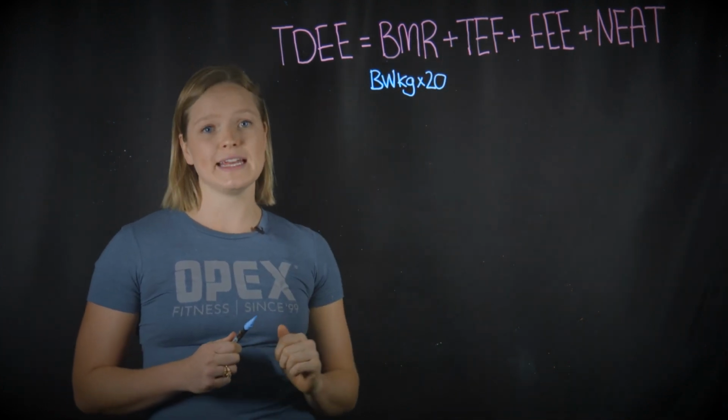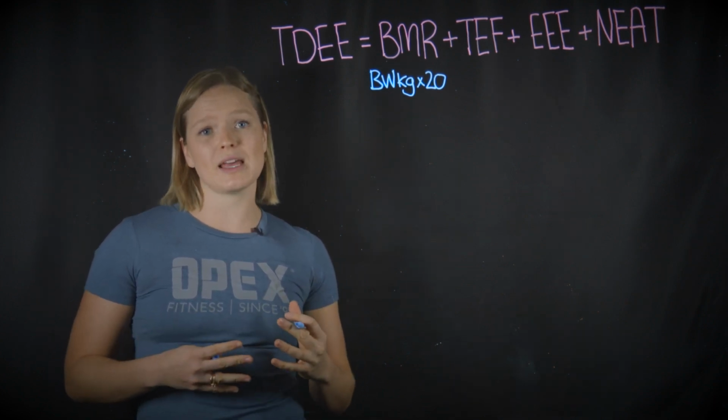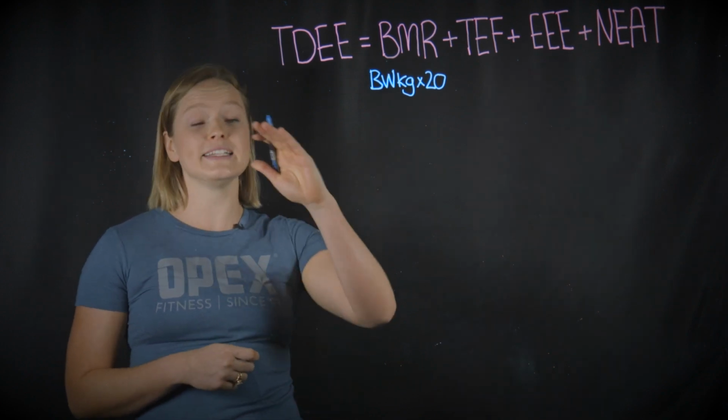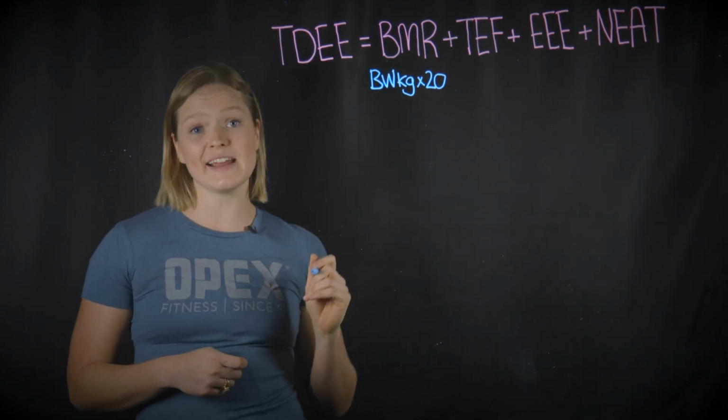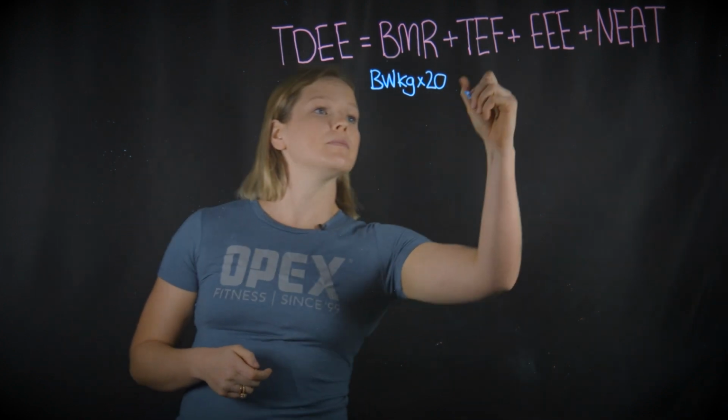Next to that, we have TEF, or the thermic effect of feeding, and that is how much energy it's going to take for them to actually break down and digest the food that they're eating, and that is important to calculate in TDEE. So for TEF, what we're going to do is just times their BMR by 0.1.